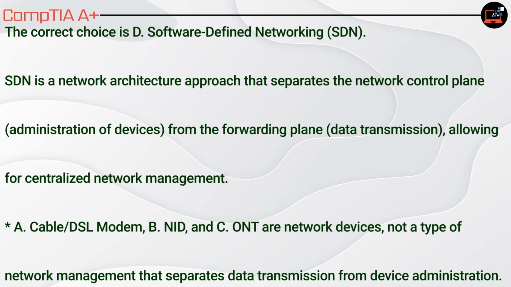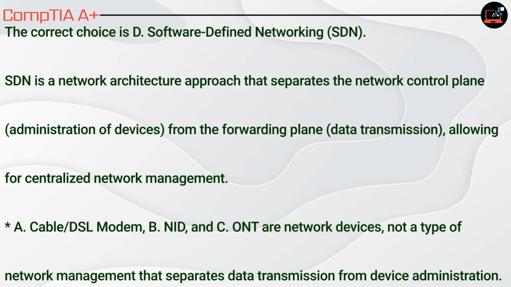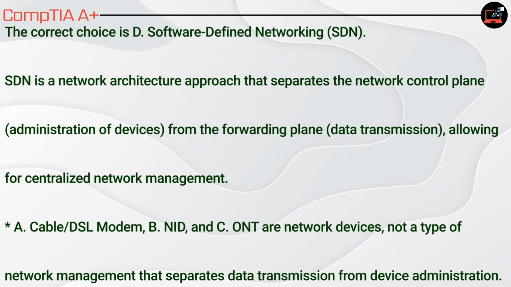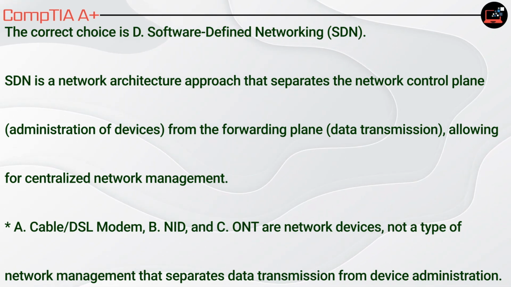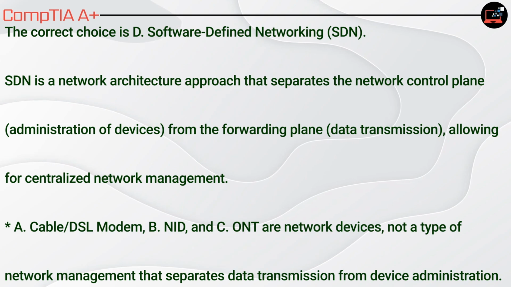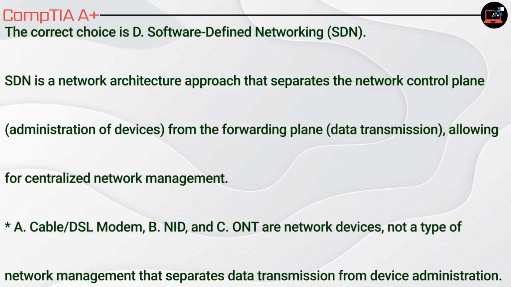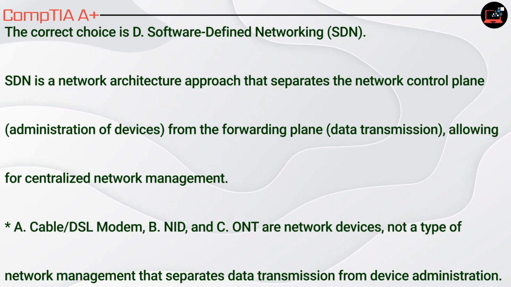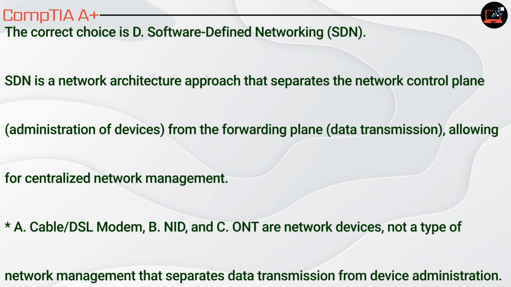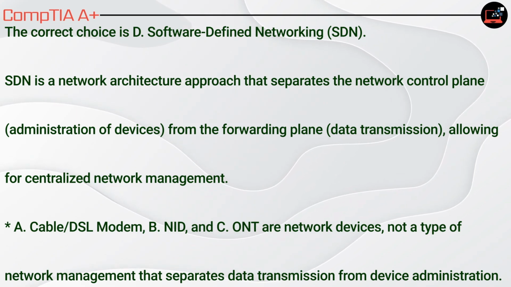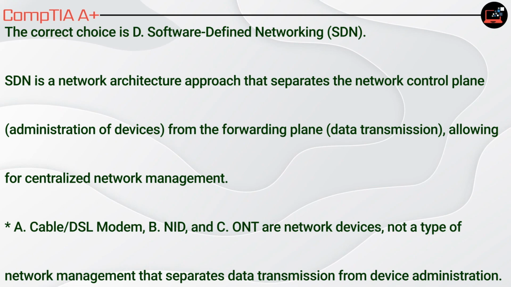The correct choice is D. Software-defined networking, SDN. SDN is a network architecture approach that separates the network control plane, administration of devices, from the forwarding plane, data transmission, allowing for centralized network management. A cable DSL modem, B NID, and C ONT are network devices, not a type of network management that separates data transmission from device administration.